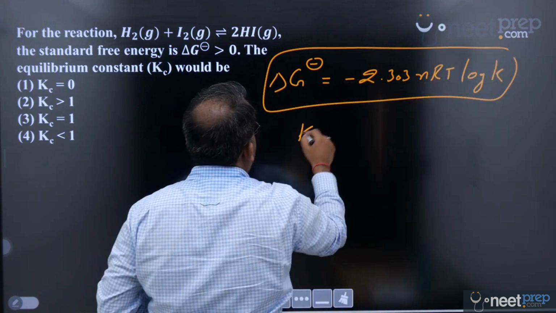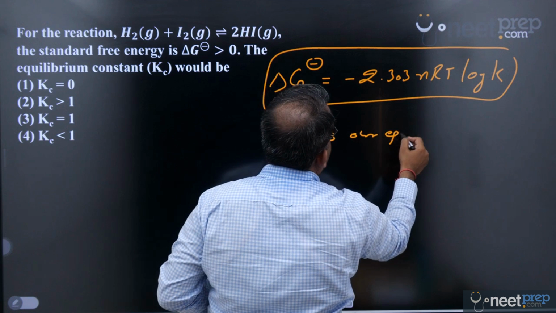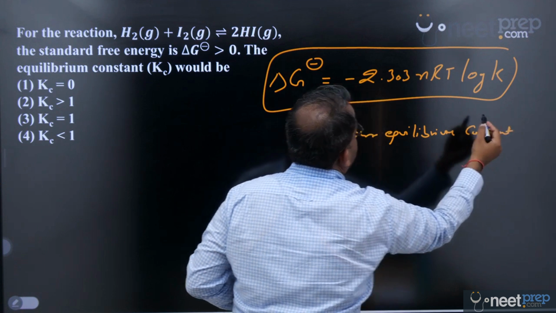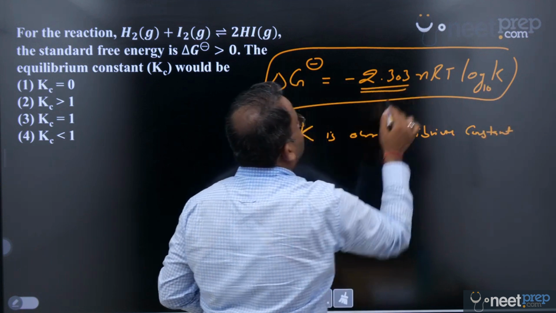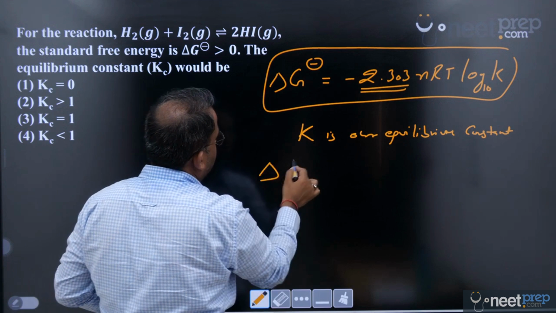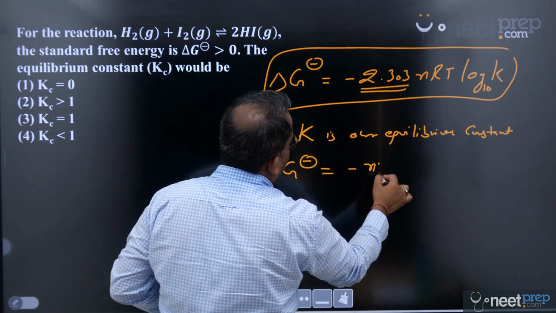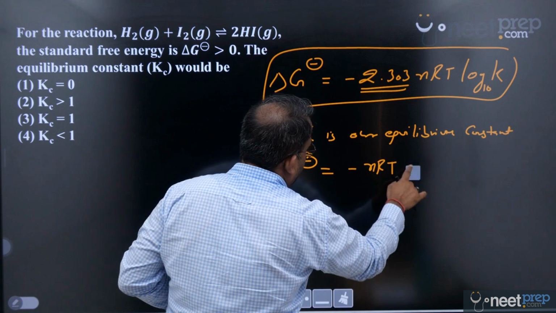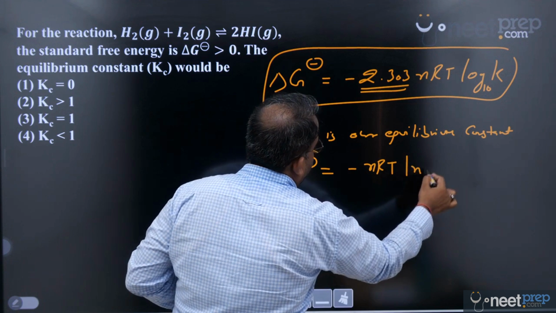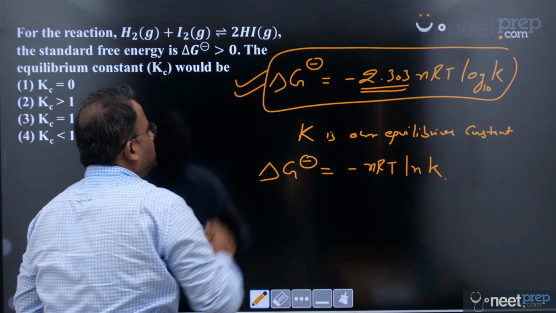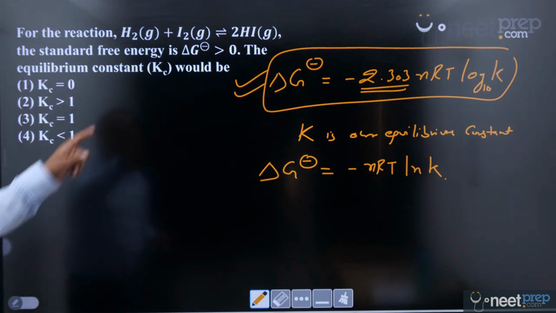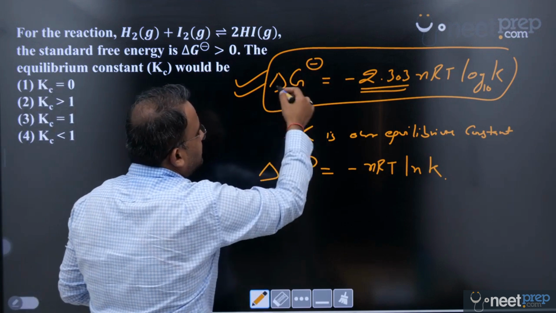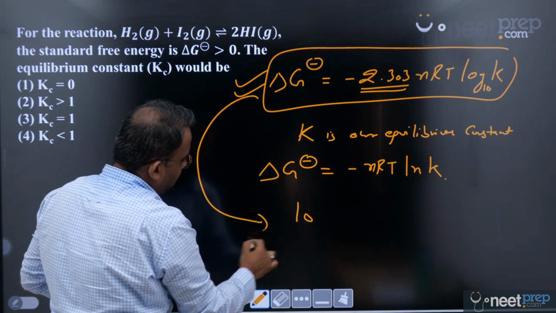Now K here is our equilibrium constant, and the base of this log is 10 because I have used 2.303 over here. If natural log had been used, this equation would have been in terms of ln K, but I'm using this equation here. Now it says that delta G for this reaction is greater than 0.